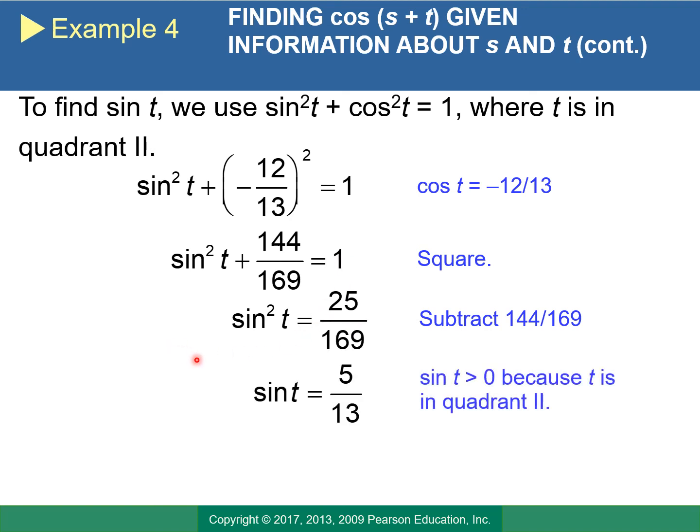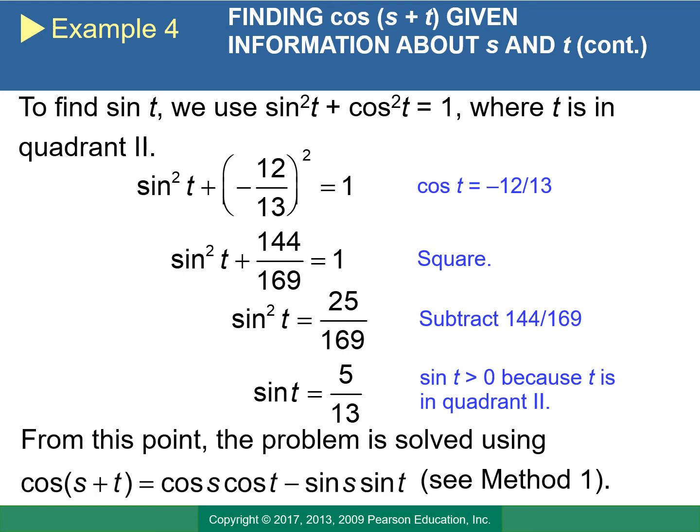And technically when you square root, you get plus and minus 5 over 13. But again, because we're in quadrant 2, we know that sine is positive in quadrant 2, so we pick the positive value. And then we would fill in these 4 numbers into our sum formula for cosine, and we would get the same answer we got from method 1.